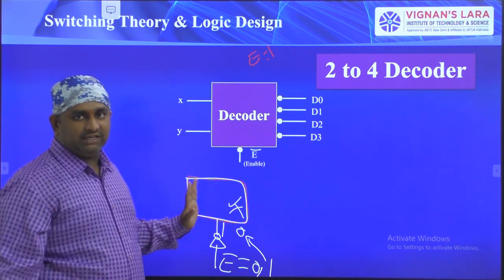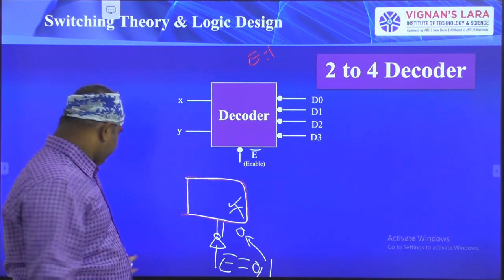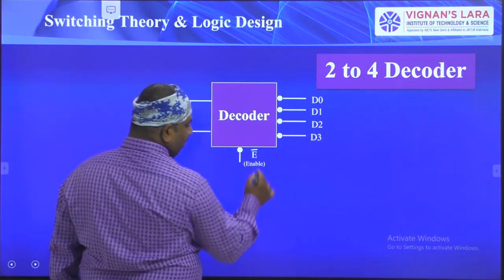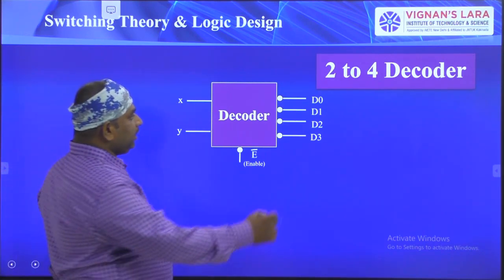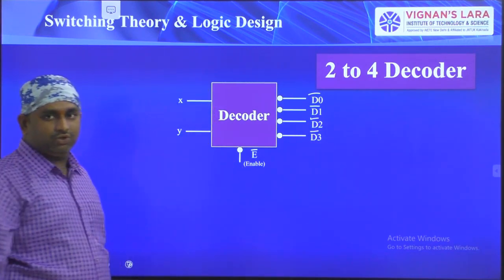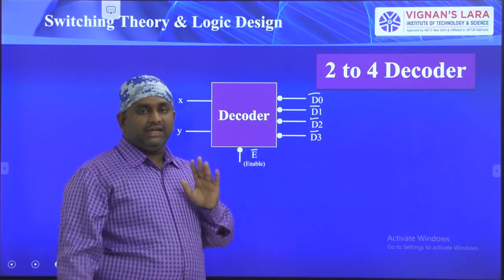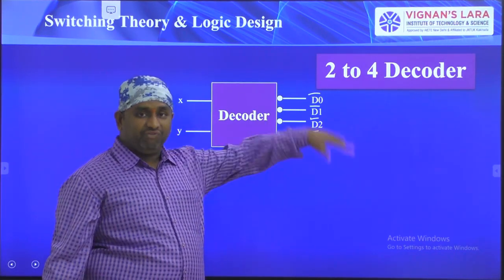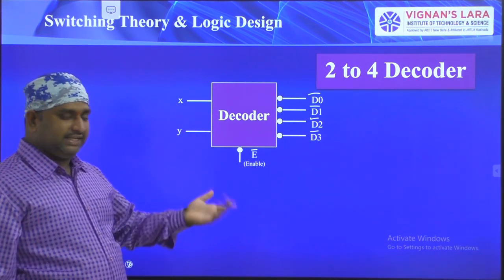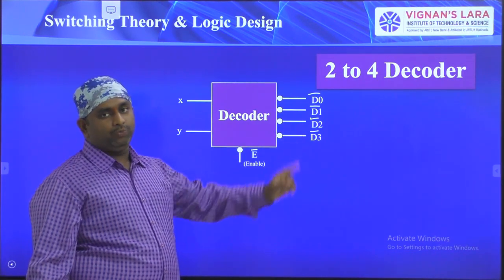You are not giving any E signal; you are giving E bar. That works for 0, and does not work for 1. That is very, very important. So this is the enable bar. And here D0, D1, D2, D3, these 4 terminals are also active low outputs. When you take the output directly, that is called an active high signal. When you take the reverse of the output signals, that is called active low signals. So this is an active low enable signal, and these are the active low output signals.